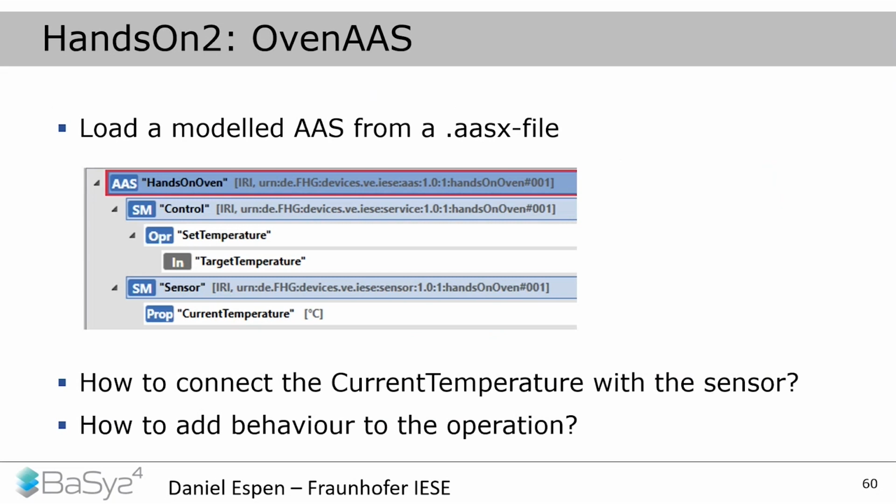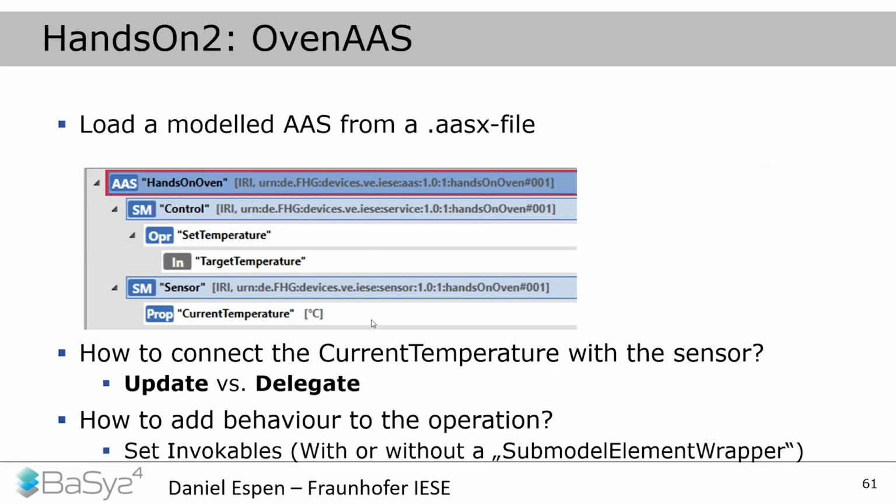Basically, we add behavior in two ways. First of all, with the control submodel, I'll show you how to use operations that run code. And second, we have our current temperature here. I already showed you how to use the lambda properties. So with these lambda properties, you can connect your property with some data source. Instead of just generating random values, of course, you could also add code that queries some database, for example, to get the value. This would basically be delegating the call to your real data source.